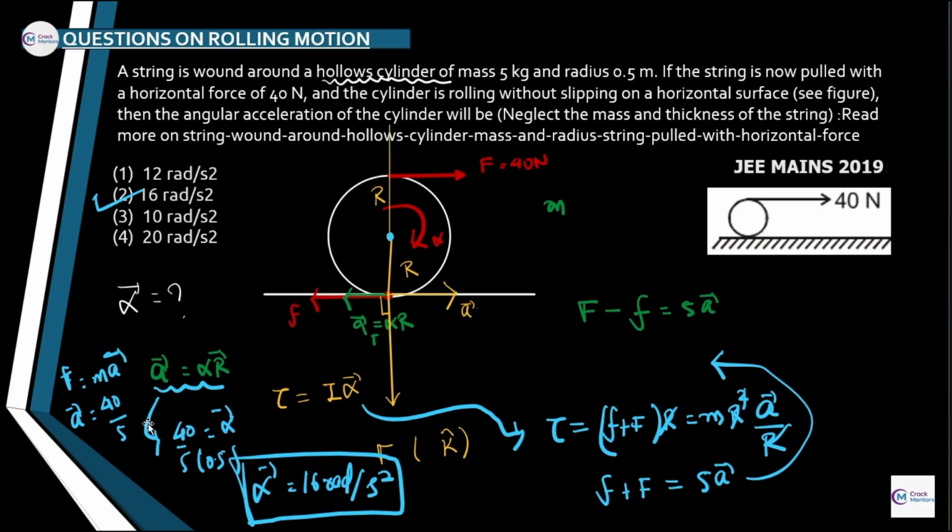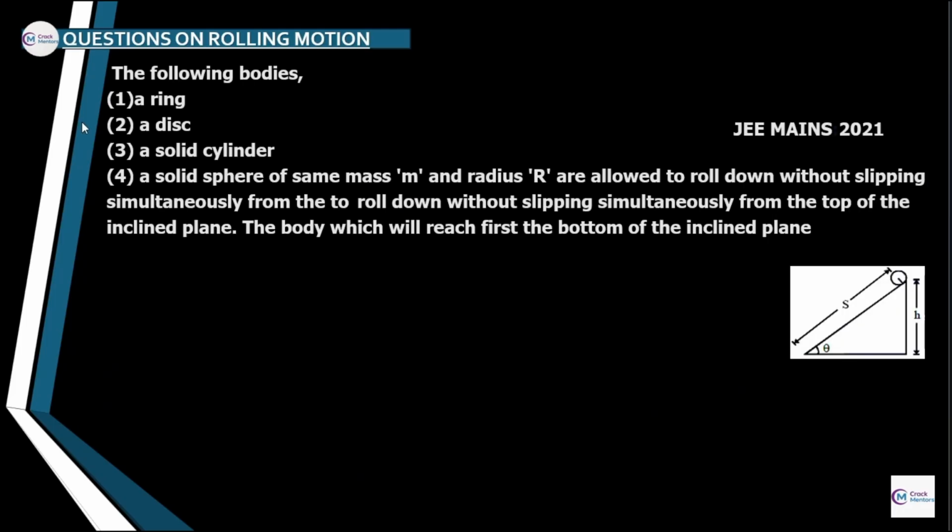Okay, now let us talk about another question on rolling motion. The rolling bodies, a ring, a disc, a solid cylinder, and a solid sphere of the same mass and radius are allowed to roll down without slipping simultaneously from the top of an inclined plane. Yeah, this is mentioned right here.